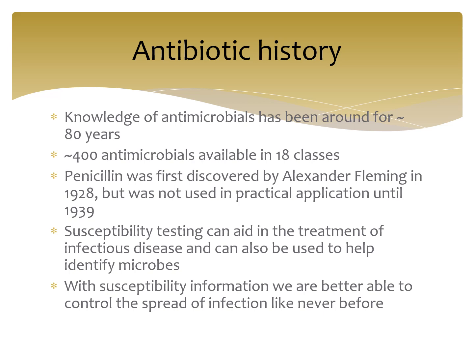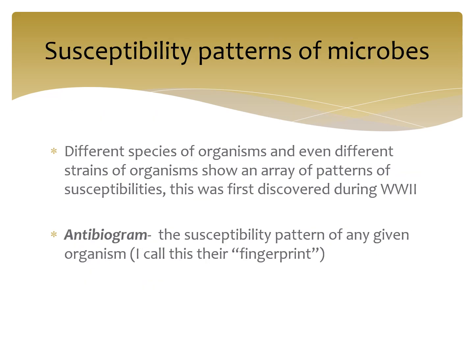So different organisms show different susceptibility patterns, and those susceptibility patterns can range from very sensitive to very, very resistant. And like I mentioned, an antibiogram is the susceptibility pattern of any given organism when it comes to whether they are susceptible or resistant to an antibiotic. I call this the fingerprint of the organism.